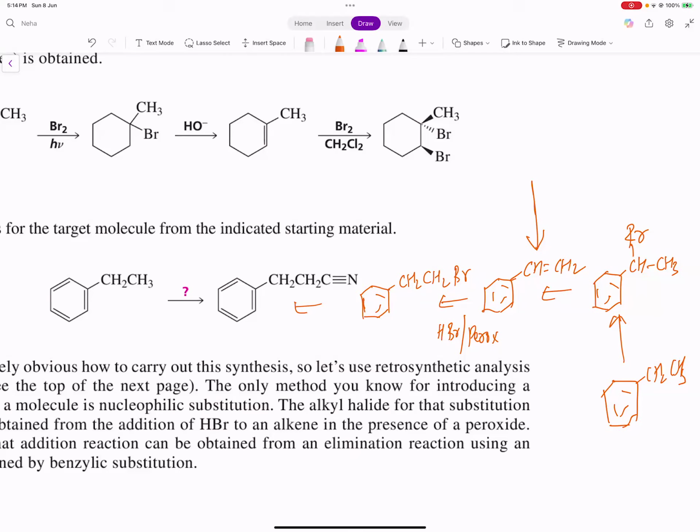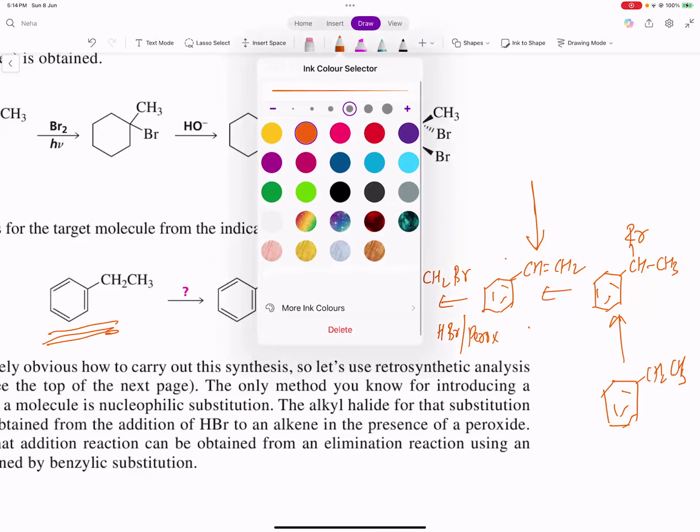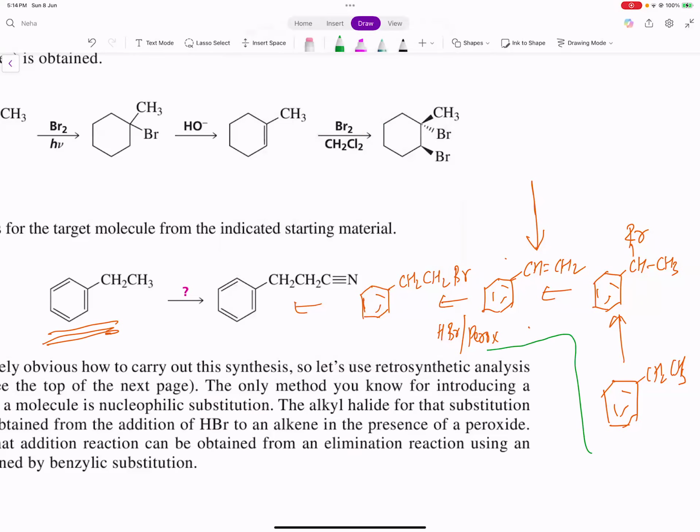From here, if I use H2 nickel, you see what I'm trying to do. I'm not trying to go here. Our synthesis is going in this particular direction, it's going backwards. Yes, sir, got it. Clear? Yes, I got it.